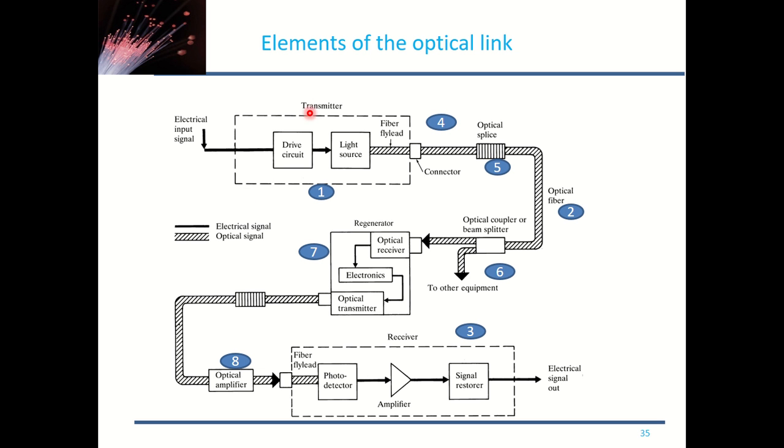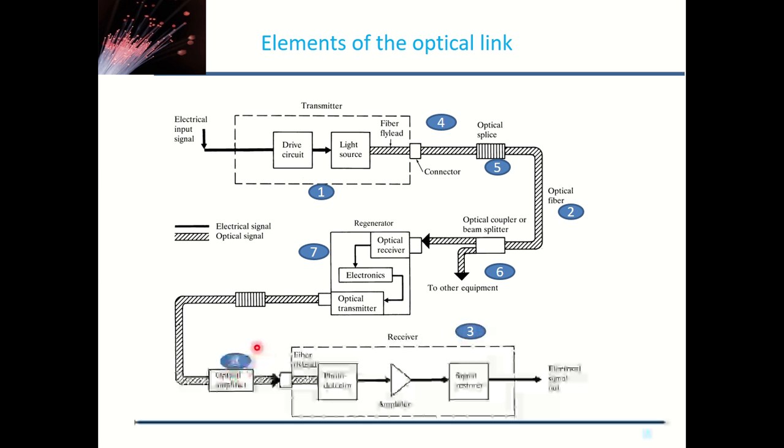One is the optical transmitter, which consists of the drive circuit and the light source. Then the second element is the optical fiber, which can be a multi-mode fiber or the single mode fiber. The third important element is the optical receiver, which consists of photodetector, amplifier, and so on. So these three are the main elements of the optical link. The other elements which are needed include connector, optical splice, beam coupler or splitter, regenerator, and the optical amplifier.